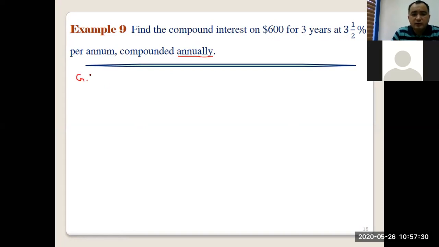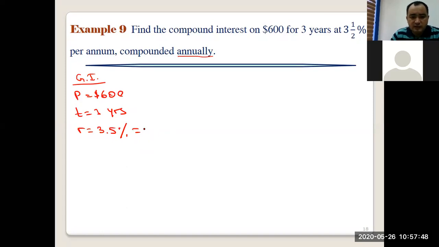So what is given here? It is principal, that is $600, right? And time, that is 3 years, and rate, that is 3.5%, and immediately change it to decimal, that is 0.035, right? And compounded annually, all right. And here we have I, we need to find the compound interest.